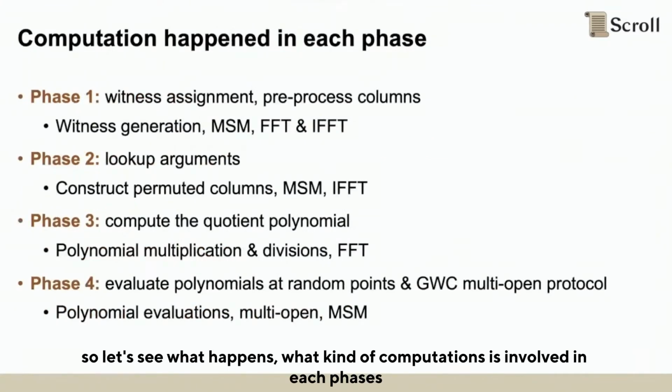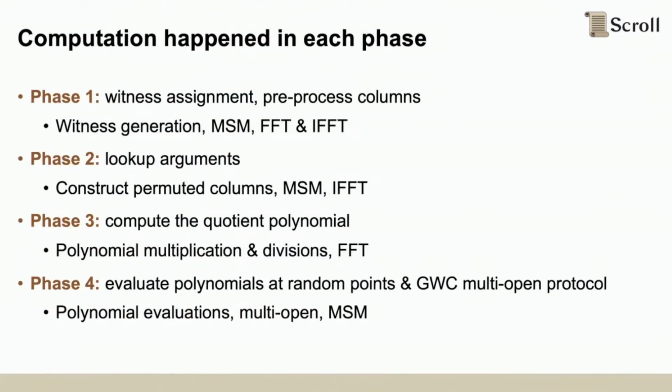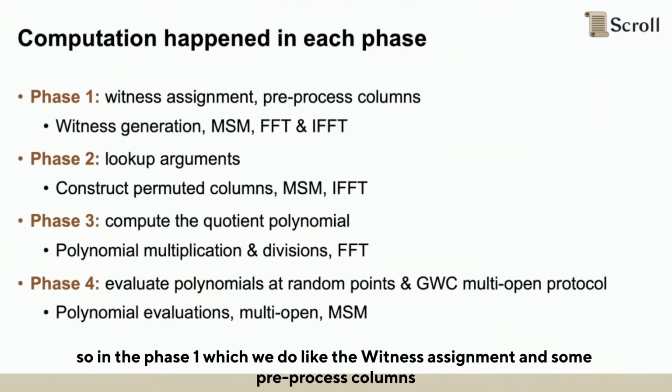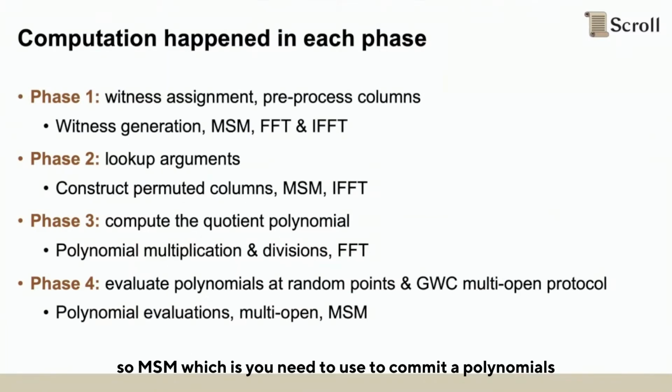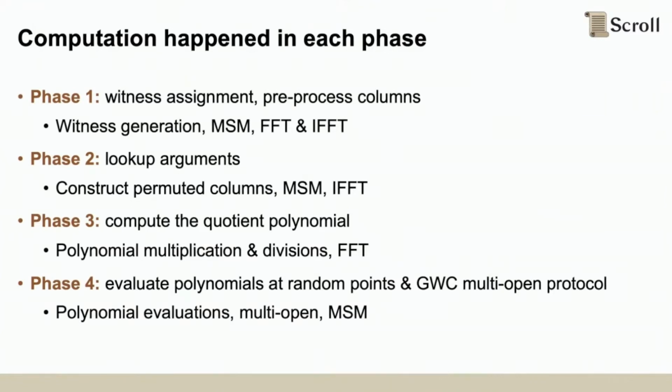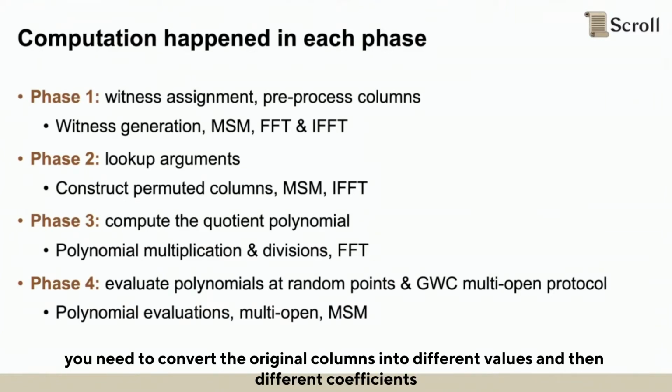So let's see what kind of computation is involved in each phase. In phase 1, where we do the witness assignment and the pre-processed columns, the computation you do is witness generation and the MSM, FFT, and IFFT. MSMs are used to commit a polynomial, and the FFT and IFFT are needed to convert the original columns into different values and different coefficients.